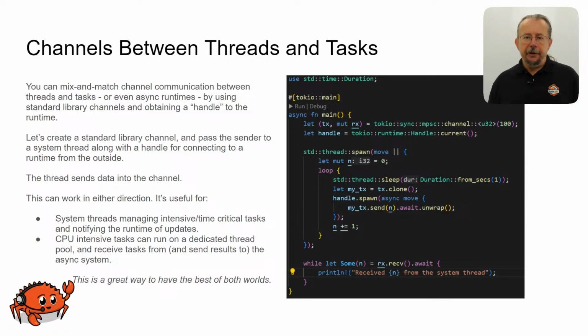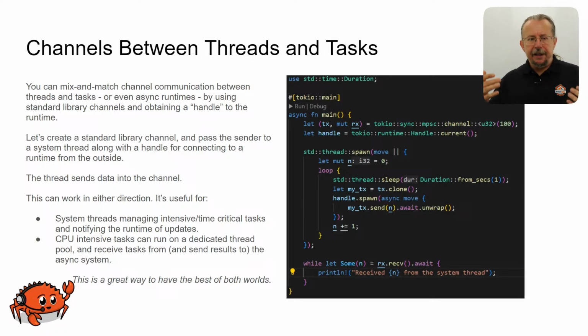Using handle.spawn, you can actually spawn an asynchronous task into the existing Tokio handle, which allows you to then use the my_tx that we created by cloning the transmitter. Transmitter is an MPSC. You can have as many of them as you want. You can clone them all day long. They're designed for that.